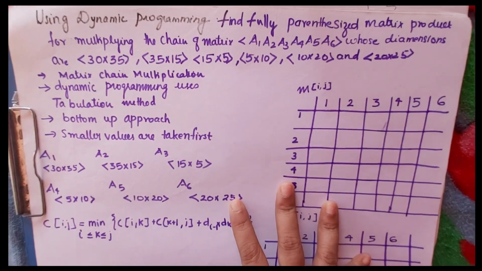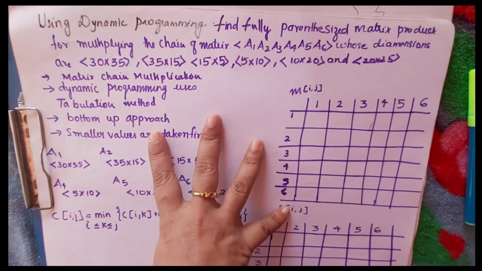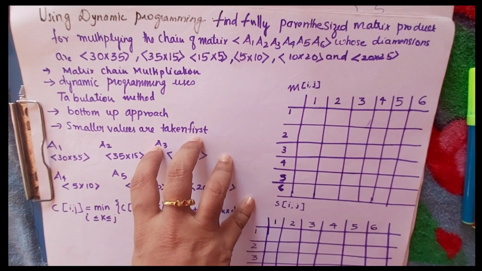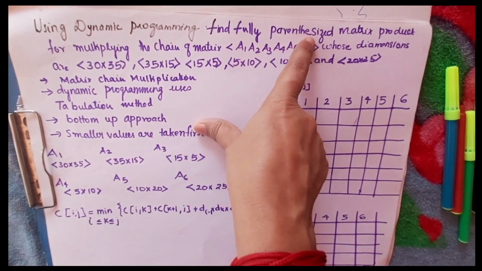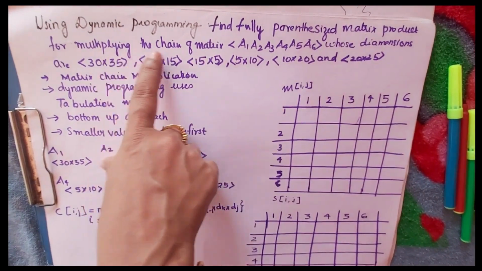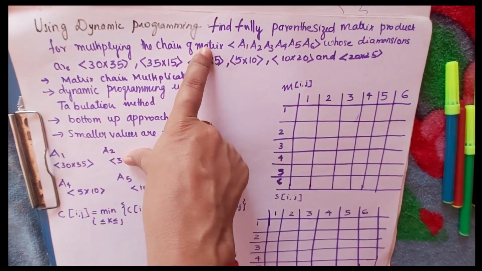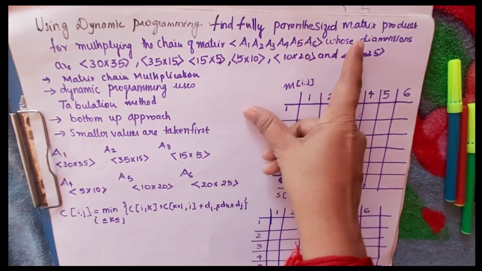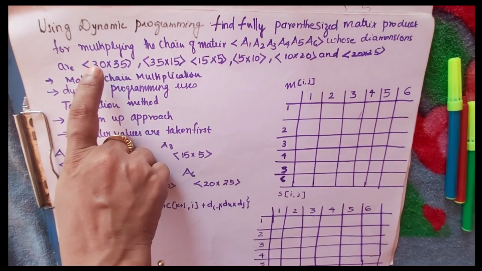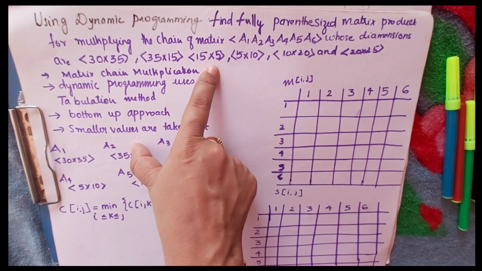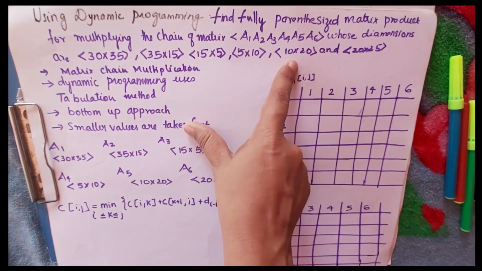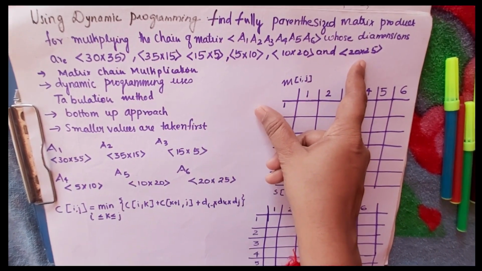Hi students, today we are going to study a problem related to dynamic programming. Using dynamic programming, find the fully parenthesized matrix product for multiplying the chain of matrices A1 to A6, whose dimensions are 30 into 35, 35 into 15, 15 into 5, 5 into 10, 10 into 20 and 20 into 25.